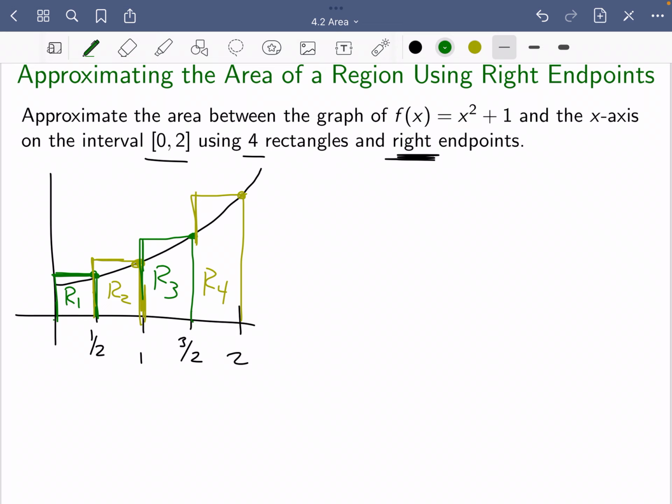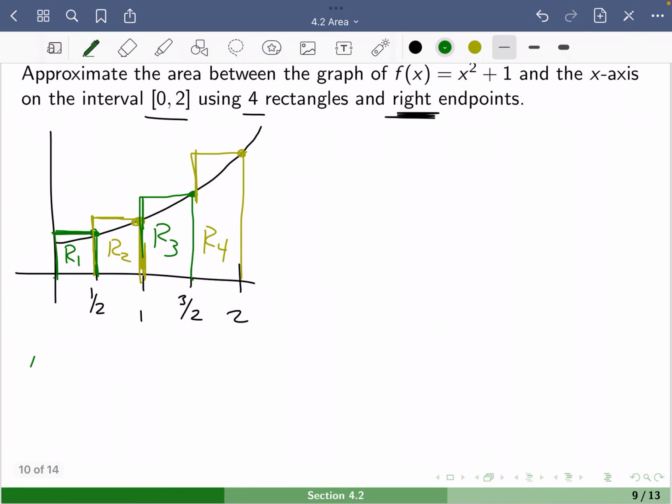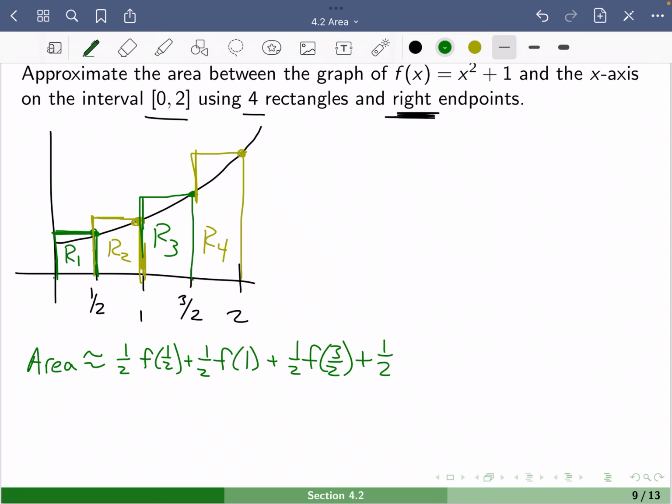And so, what are we going to do? Well, the total area is going to be approximately 1/2 times the function value at 1/2 plus 1/2 times the function value at 1 plus 1/2 times the function value at 3/2 plus 1/2 times the function value at 2.